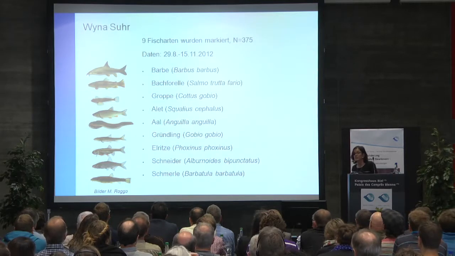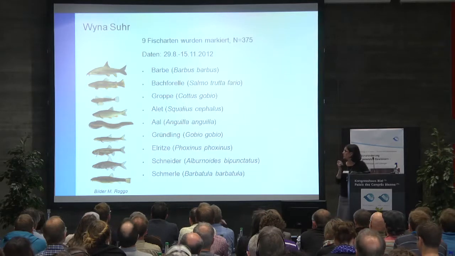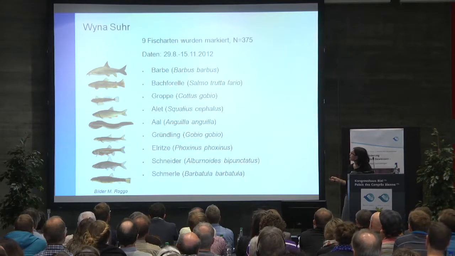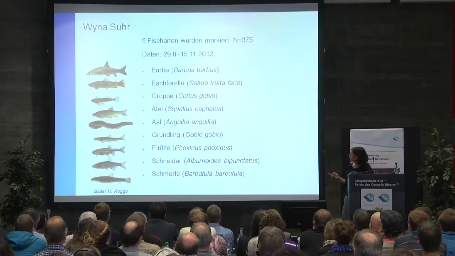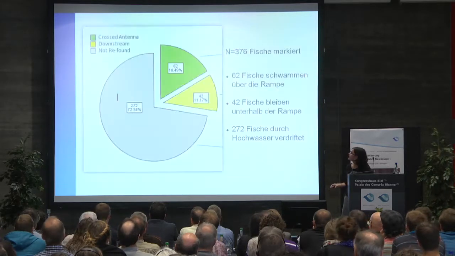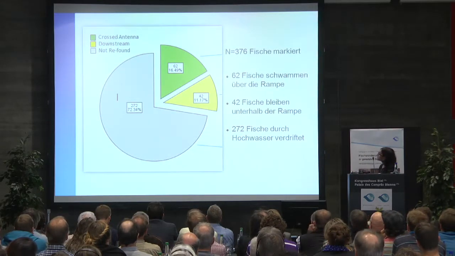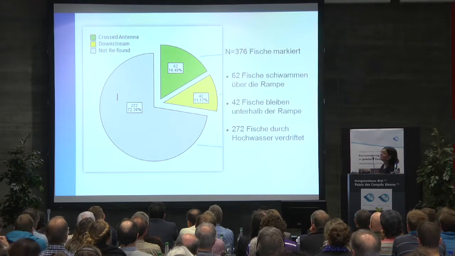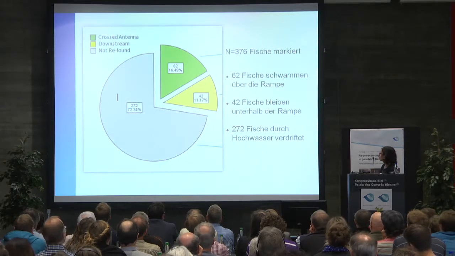We caught 9 different fish, and we did this in 2 months in 2012. The 9 fish: the barbel, salmon, bullheads, Squalius, Anguilla, Gobio, etc. And the result is this. We marked almost 376 fish. More than 70% were detected above the ramp. 12% were redetected, but below the ramp, so they didn't make it.